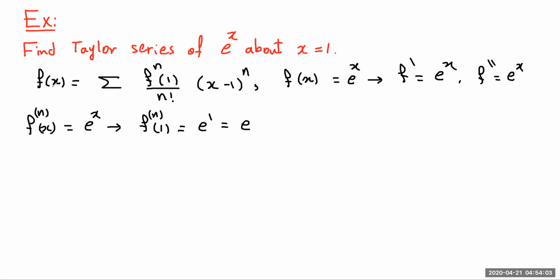So let's write now, my function f(x) is e power x, which could be written as sigma, the derivative of order n always e, over n factorial times (x minus 1) power n, from n equals 0 to infinity. So this is the final answer. This is the Taylor series about 1 because I have x minus 1.